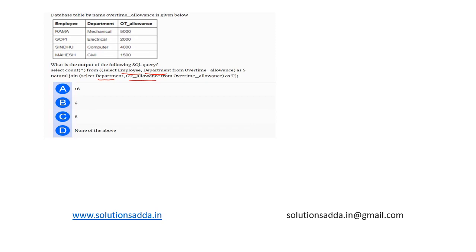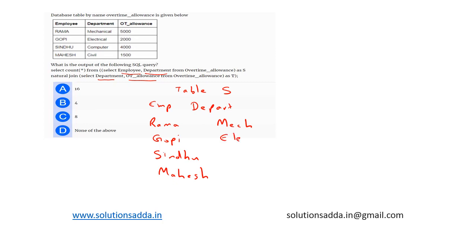So let's draw the two tables. First of all, table S. We are selecting employee and department. We have Rama, Gopi, Sindhu, and Mahesh. And the departments are mechanical, electrical, computer, civil. This is table S.